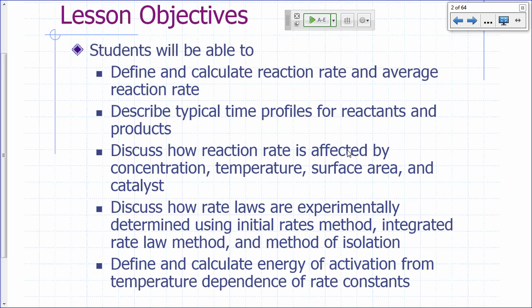Then you need to be able to discuss how rate laws are experimentally determined using initial rate methods, the integrated rate law method, and the method of isolation. So what are rate laws? You need to know what a rate law is, okay? So we'll talk about that. And then you need to be able to define what an energy of activation is and be able to calculate it from the temperature dependence of your reaction rates.